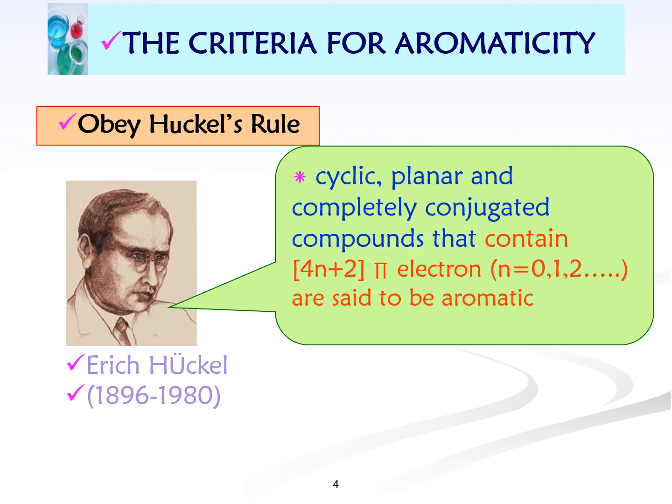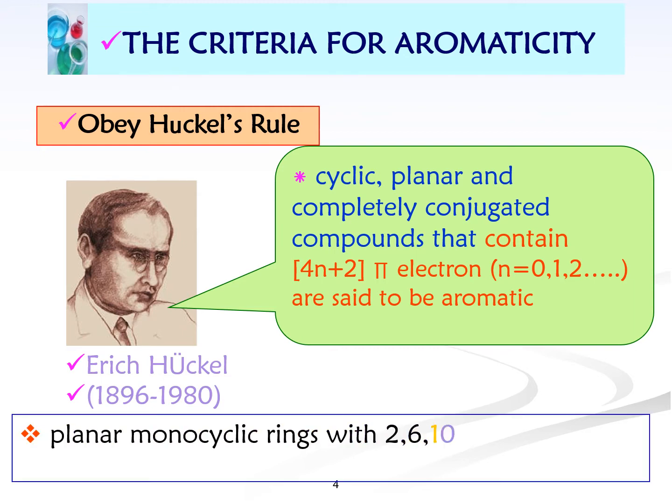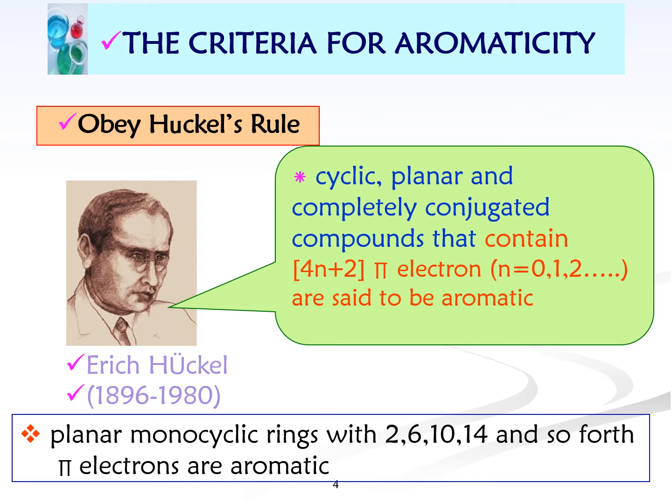A compound that is cyclic, planar, and completely conjugated, and contains 4n plus 2 pi electrons, where n is equal to 0, 1, or any positive integer, is considered aromatic. Planar monocyclic rings with 2, 6, 10, 14, and so forth pi electrons are aromatic.